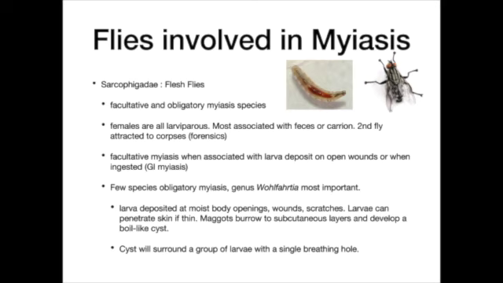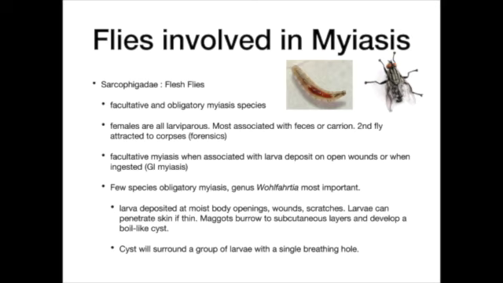They do cause facultative myiasis when they deposit their larvae in wounds, or of course when they're ingested. A couple of them cause obligatory myiasis. The Wohlfahrtia are the most important. They deposit their larvae at body openings, of course wounds and scratches, any kind of open skin. Mucous membranes are also fair game for them to deposit larvae.